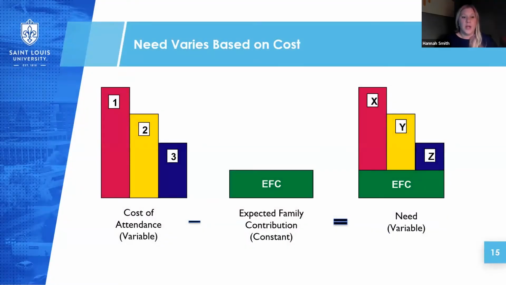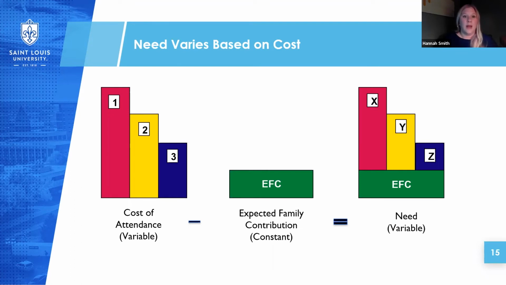As I mentioned before, your expected family contribution is going to remain constant at all of those different institutions that your student is applying for. So if you think about the cost of attendance at these different institutions being variable, and if you can picture, the most expensive institutions typically are number one, that red bar, four-year private schools. And then number two in yellow, maybe that's a four-year public. And then three, maybe that's a two-year community college for your student. So the cost of attendance is going to vary based on institution. Your EFC is going to remain the same at all of those different institutions. And so that makes your need variable at those different institutions as well.